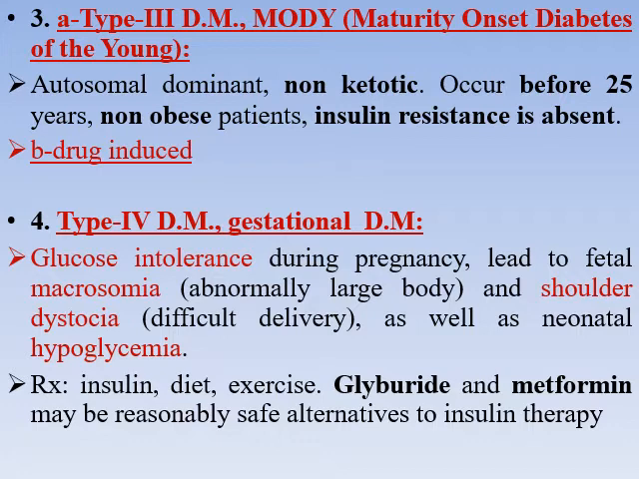In gestational diabetes, we have a glucose intolerance, which will lead to macrosomia, big baby, and can also cause shoulder dystocia that leads to difficult delivery, and also neonatal hypoglycemia. We can treat it by insulin, diet, exercise, but they found that metformin and glyburide are effective during pregnancy to reduce the hyperglycemia.